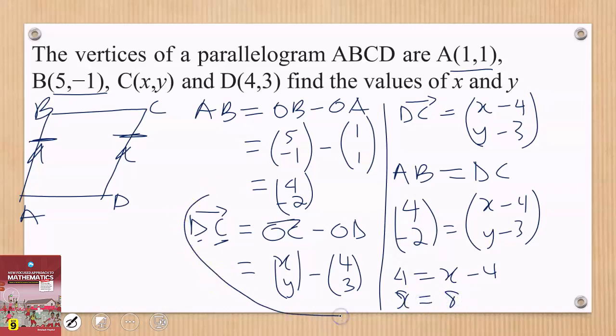Then let me come here. Again, -2 also should be equal to Y minus 3. And making Y the subject, Y will be equal to 1. So the values of X and Y are 8 and 1 respectively.